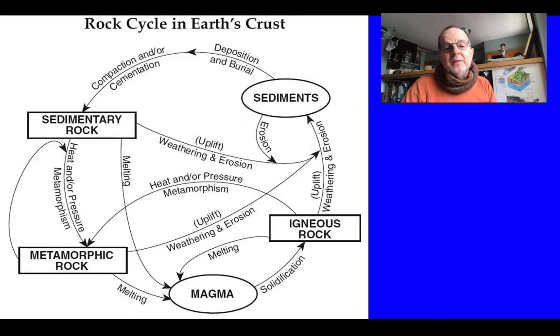And you have this given to you on page 6 of the reference table. It tells you very clearly that igneous rocks can be weathered into sediments. Metamorphic rock can be weathered into sediment. Sedimentary rock can be weathered into sediment. The sediments can be deposited, buried, compacted, cemented into a new rock called a sedimentary rock.